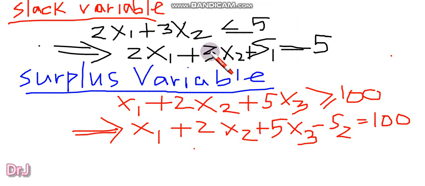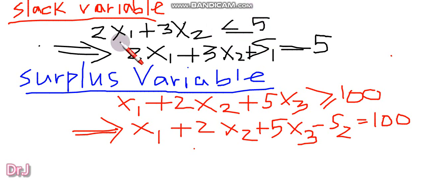Now, take this particular constraint. This constraint is 2x1 plus 3x2 is less than or equal to 5. Okay, now what comes here? Less than or equal to comes.